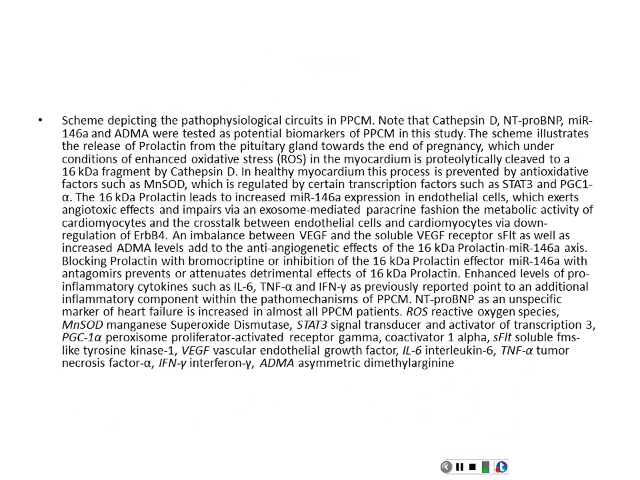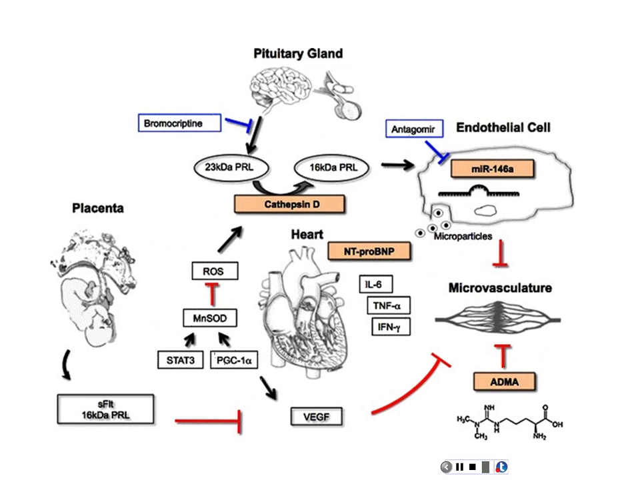And I also have the way that they interpret the figure, but we'll just go over it. So you have the pituitary gland, which produces prolactin, and prolactin can get cleaved by cathepsin D into a smaller form of prolactin. And this form causes an increase in miR-146A.